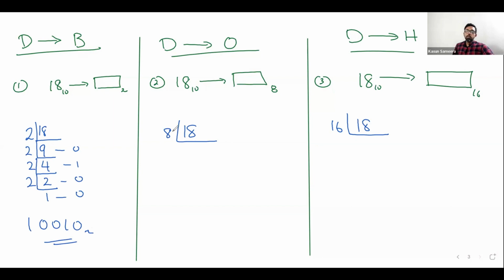Right. Then the next question, 18 divided by 8. 8 times 2 is 16, 2 remains. You can stop here, or you can divide again. 8 times 0 is 0, 2 remains. 2 and 2. Base 8. We normally don't call it 22.